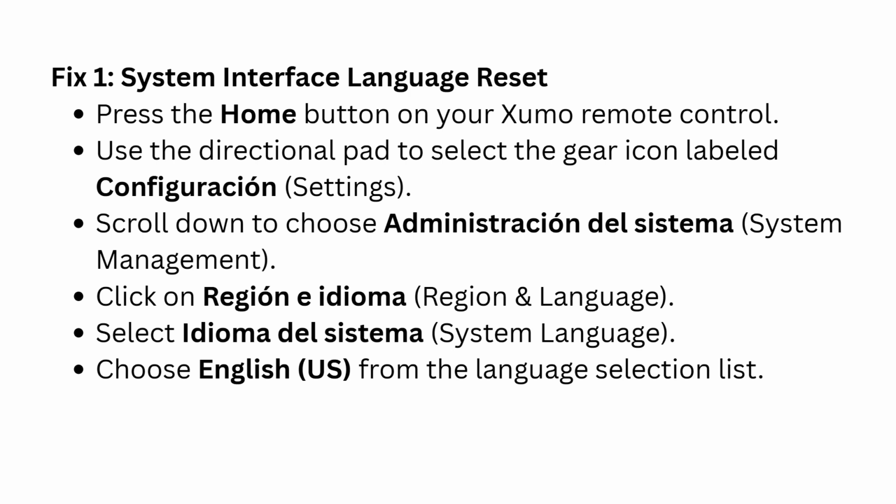Click on región idioma, that's your region and language. Select idioma del sistema, which is your system language. Choose English US from the language selections list.